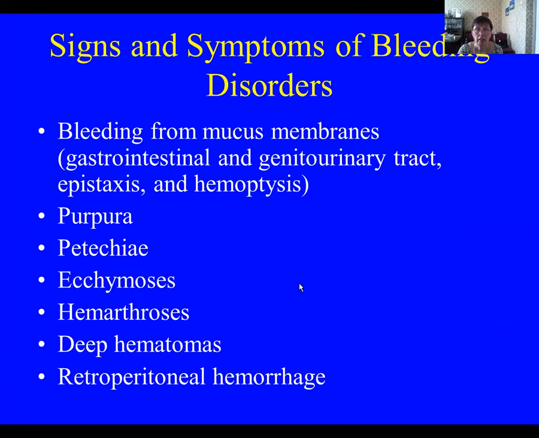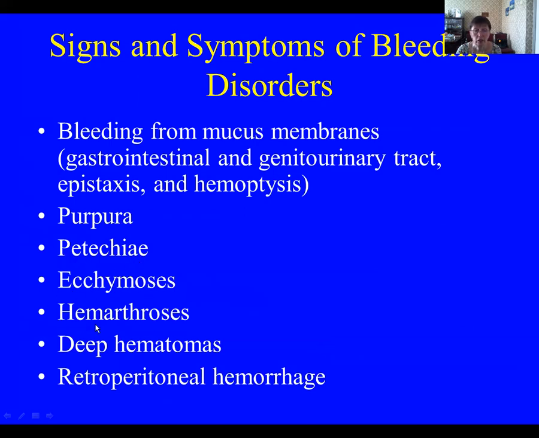And here we see signs and symptoms of bleeding disorders. It may be bleeding from mucous membranes. First of all, it may be the gastrointestinal or genitourinary tract. Then it may be epistaxis or nosebleed. And it may be hemoptysis, or expectoration of blood. And then it may be some changes on the skin like purpura, petechia, or ecchymosis.